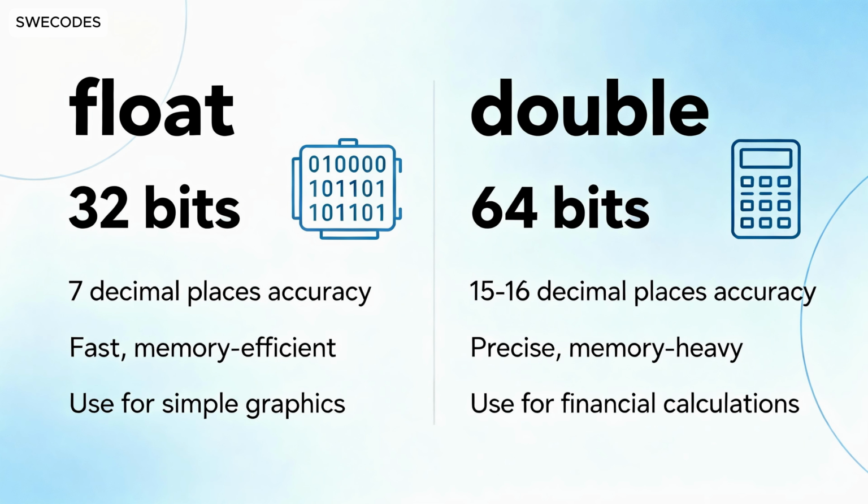Now for decimal numbers. C gives you two options, float and double. Why two? It's a critical precision versus memory trade-off. A float uses 32 bits. It's fast, but it's only accurate to about 7 decimal places. A double, which just means double precision, uses twice the memory, 64 bits. Your reward? Pinpoint accuracy to 15 or 16 decimal places.